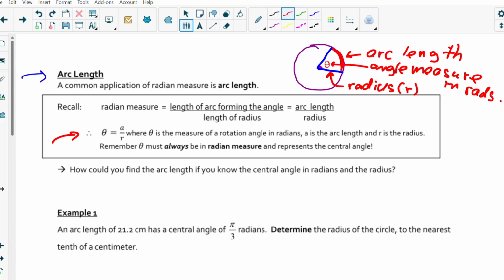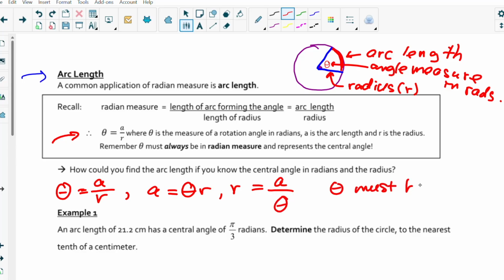How could you find the arc length if you know the central angle in radians and the radius? So we're just rearranging a formula, folks. Theta equals arc length divided by radius. Therefore, arc length equals theta times the length of the radius. Or, stated another way, radius equals the arc length divided by theta. Remember, theta must be in radians.